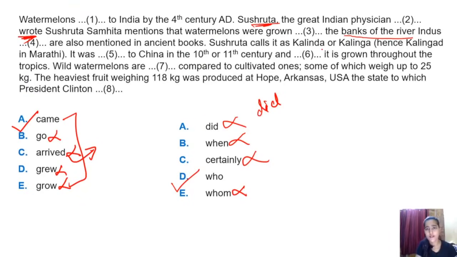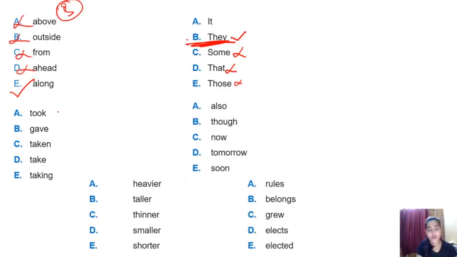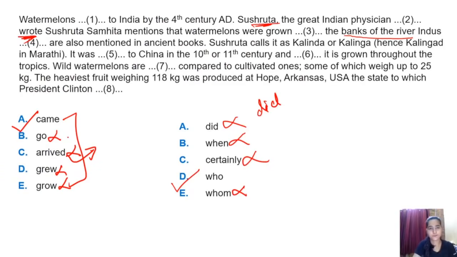Sushruta calls it Kalinda or Kalinga, hence Kalingad in Marathi. It was dash to China in the 10th or 11th century. So it was taken to China. Is it making sense? It was taken to China. Was it given? Is it any sort of gift that you are going to give to China? No, it was taken. So option C will be the correct one.